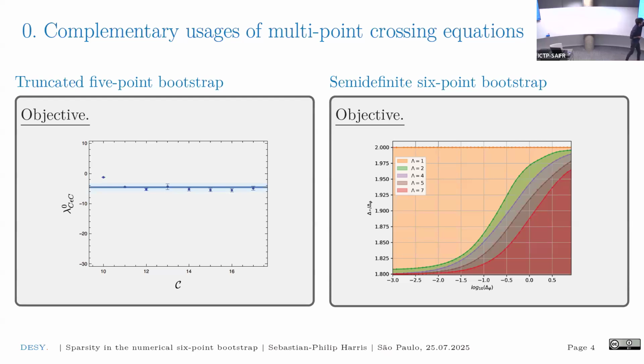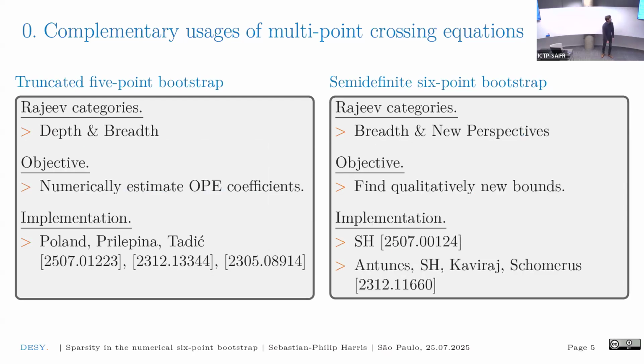And the other direction, the one that I talk about today, is the semi-definite 6-point bootstrap, where you start with a semi-definite dual formulation of the crossing relations of a 6-point function and compute some rigorous bounds like the one shown in this picture. It's nice that Rajeev came right now because he's going to appear on the next slide. So why do I say that these two things are complementary?